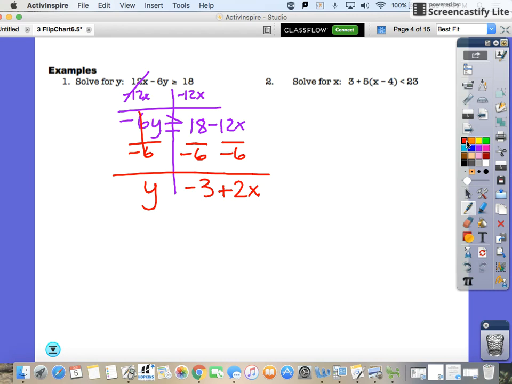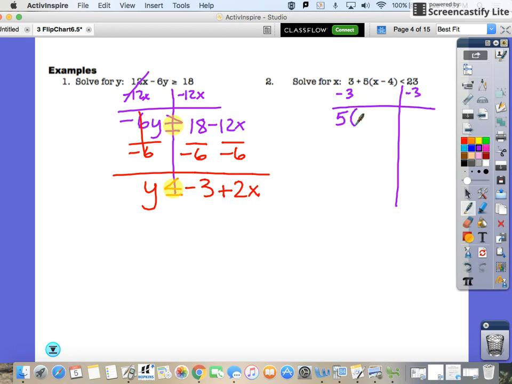Now, our symbol changes to less than or equal to. This changes, and again, that's because we divided by a negative. All right, over here, what I would do first is I would subtract 3.